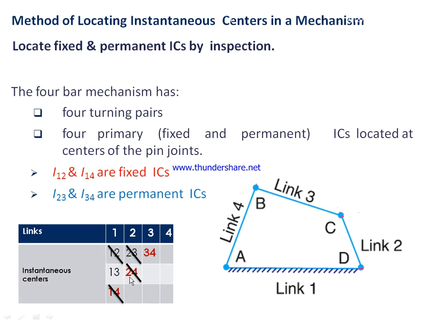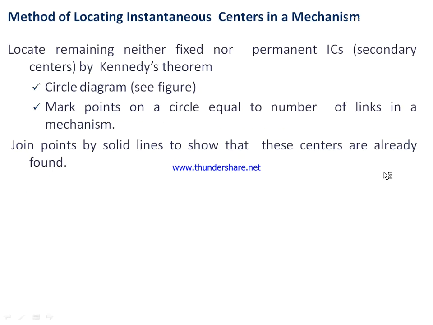Now in this table, scratch down all those which have been located: I12 is located, I23 is located, I14 is located, and I24 is located. Now which are remaining? I13 and I34. Now let us see how they can be located. So these are the different instantaneous centers.